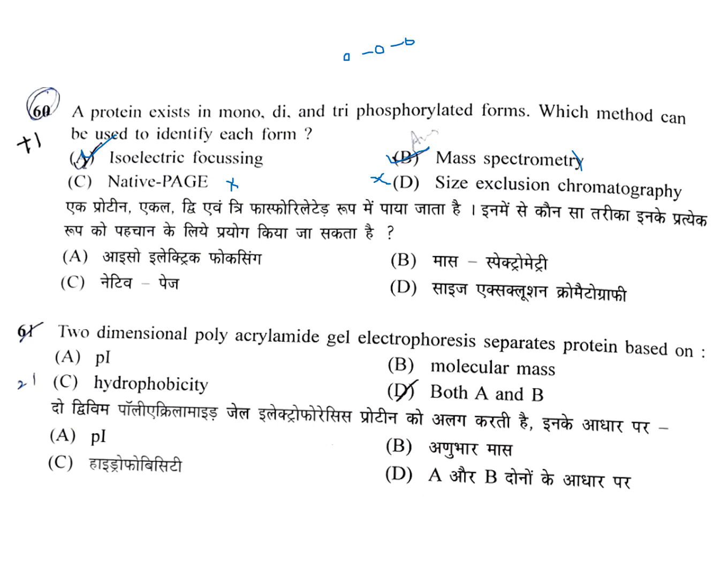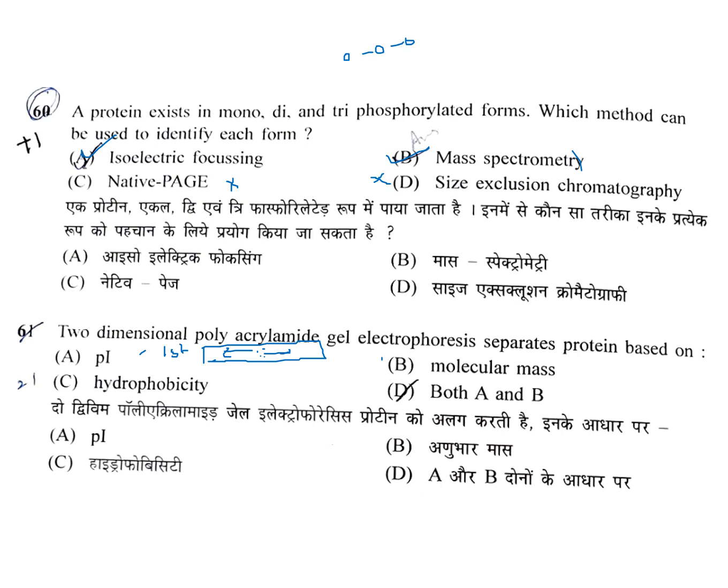2D polyacrylamide gel electrophoresis, which is called 2D PAGE, separates proteins based on pI or molecular mass or hydrophobicity. So in 2D PAGE, 2D means two dimensions. First, the proteins are separated based on their pI. So you add protein over here, and based on their pI, they move on the anode and the cathode side.